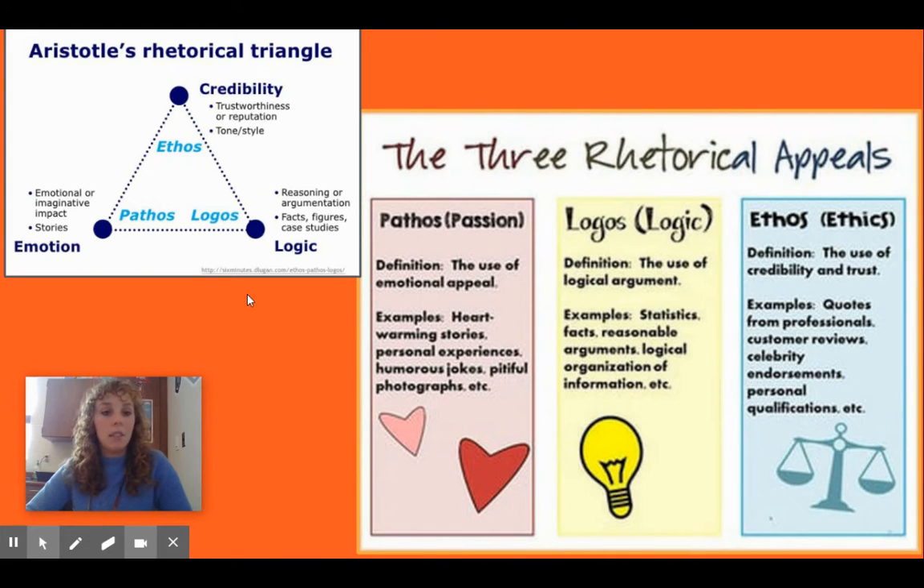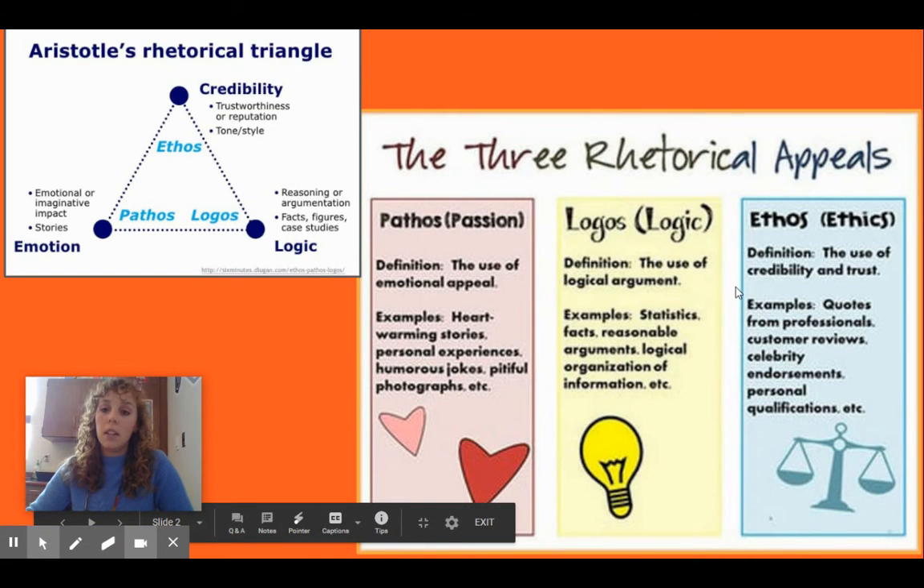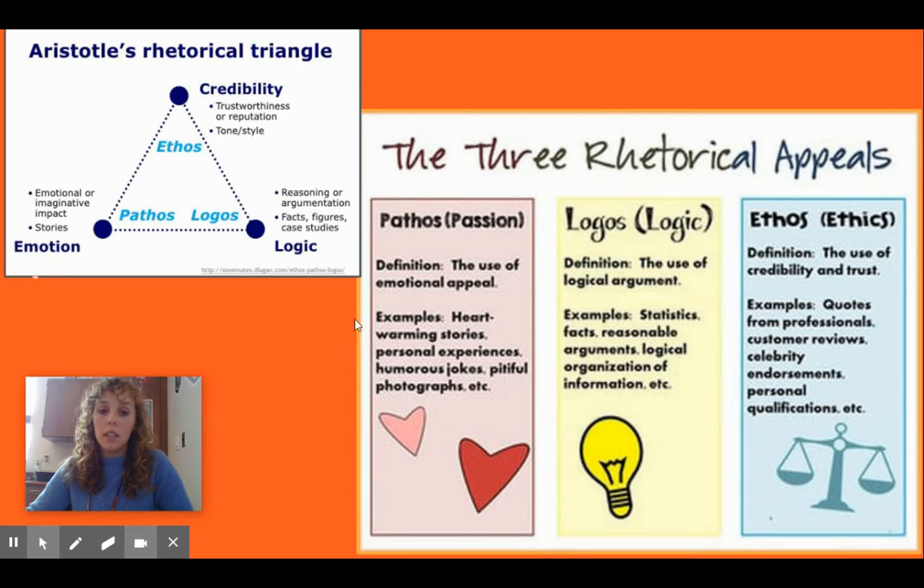And then we've got pathos, or the emotion behind it. So this is emotional or imaginative impact on the audience. So it's stories, it's a personal connection, it's things that we care about. You can see over here in this little graphic, I go into more examples of those appeals.